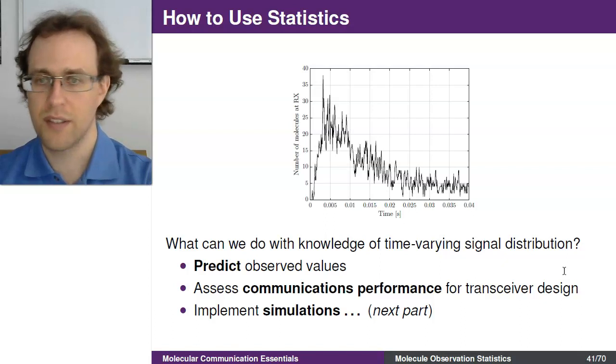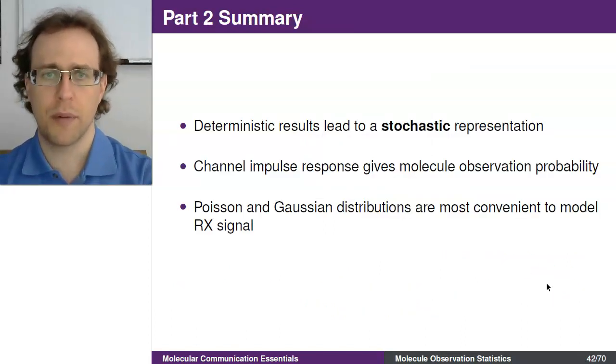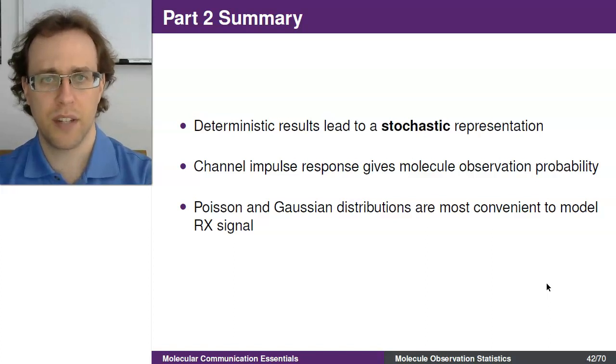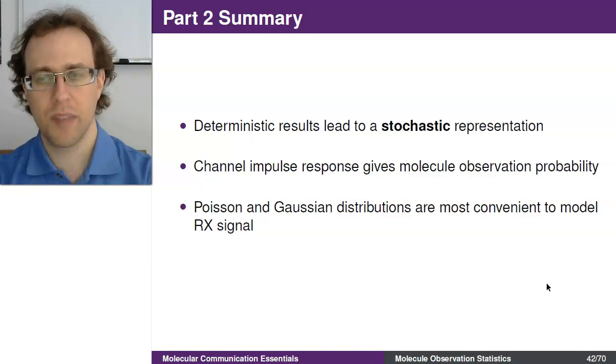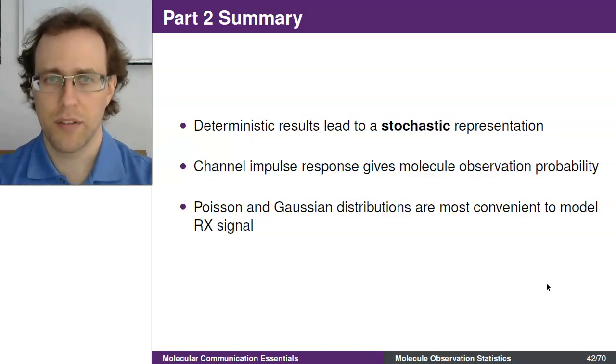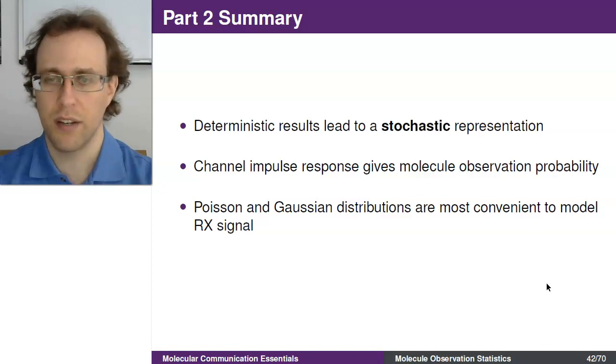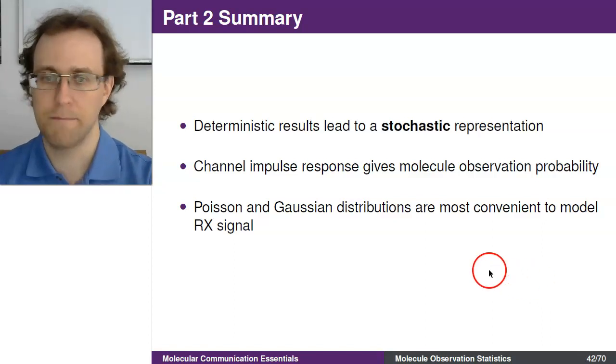So through part 2, we showed how deterministic results lead to a stochastic representation. We saw that the channel impulse response gives the molecule observation probability. And we also discussed the Poisson and Gaussian distributions, along with a few other relevant distributions. But Poisson and Gaussian are the most convenient for modeling the statistics of a received signal in a diffusion-based molecular communication system.